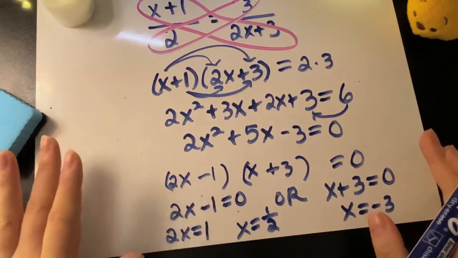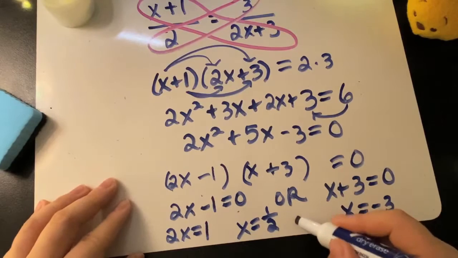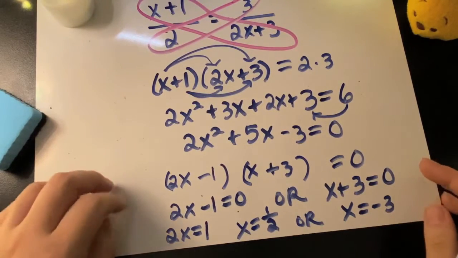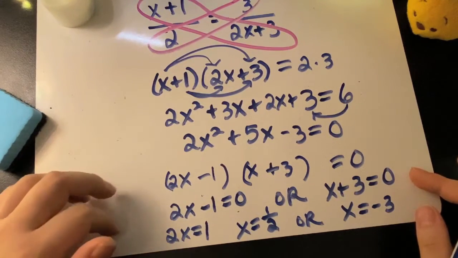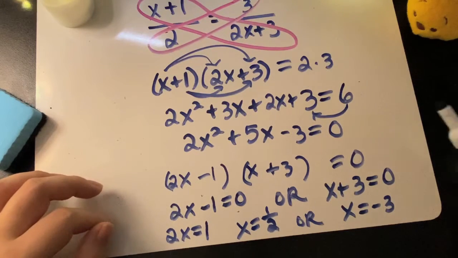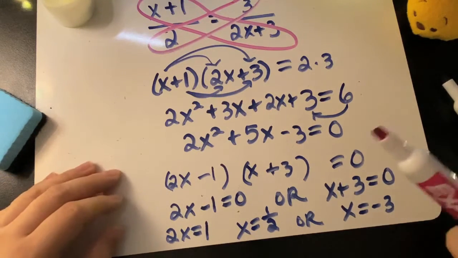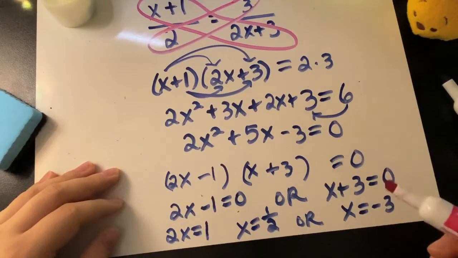And if the algebra is overwhelming, don't worry about it at all. I'm just assuming that we've learned a bit of this stuff, and I thought that it would make for some good review. So our answers are -3 and 1/2.